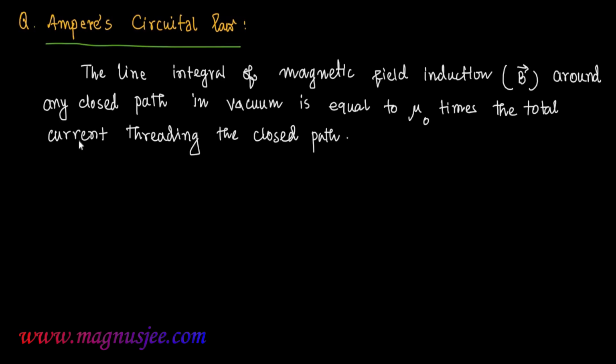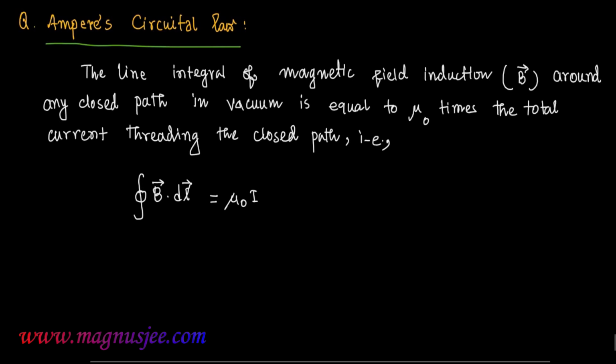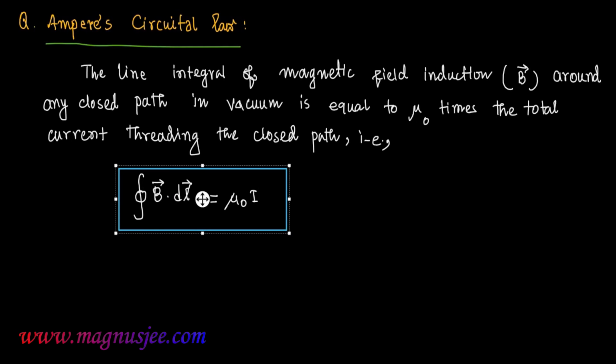The line integral of magnetic field induction around any closed path in vacuum is equal to mu 0 times the total current threading the closed path. That is, line integration vector B dot vector dl is equal to mu 0 I.